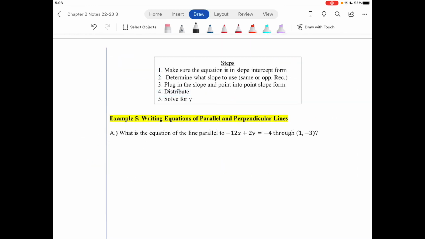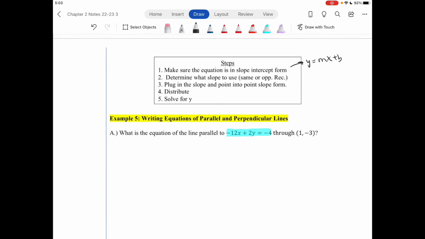We're going to use this understanding that we now have of parallel and perpendicular lines to be able to write the equation of a line parallel or perpendicular to a given line. And here are the steps to do so. First, we want to make sure that the equation is in slope-intercept form. In our first example, we are given the following equation. Remember, slope-intercept form is y equals mx plus b.